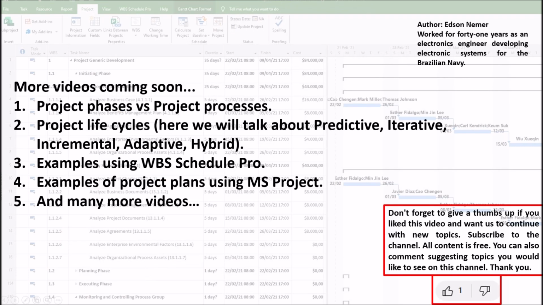1. Project phases versus project processes. 2. Project life cycles. Here we will talk about predictive, iterative, incremental, adaptive, hybrid. 3. Examples using WBS Schedule Pro. 4. Examples of project plans using MS Project.